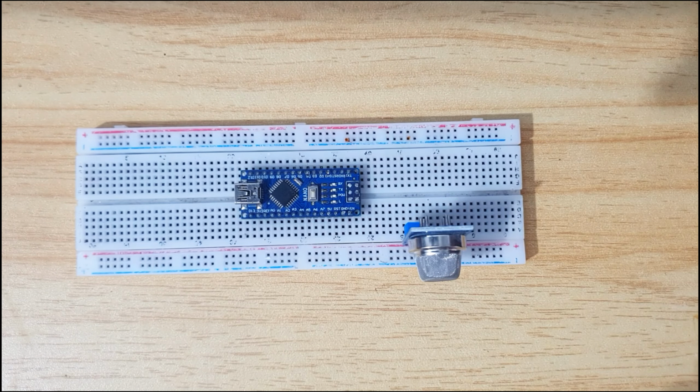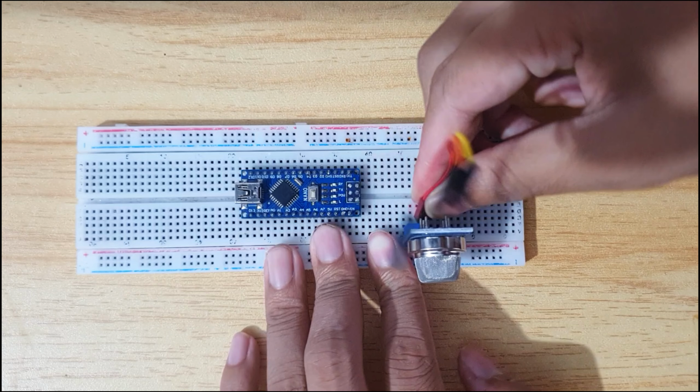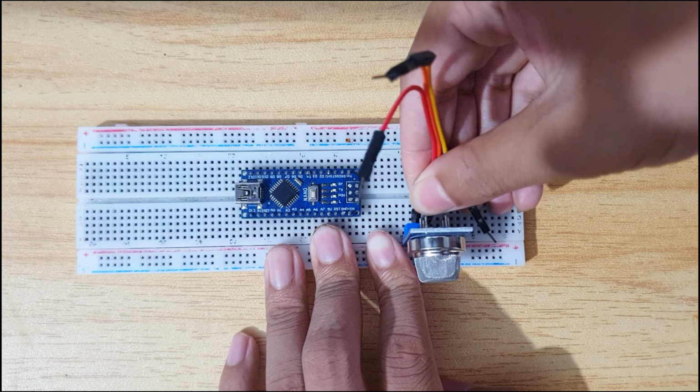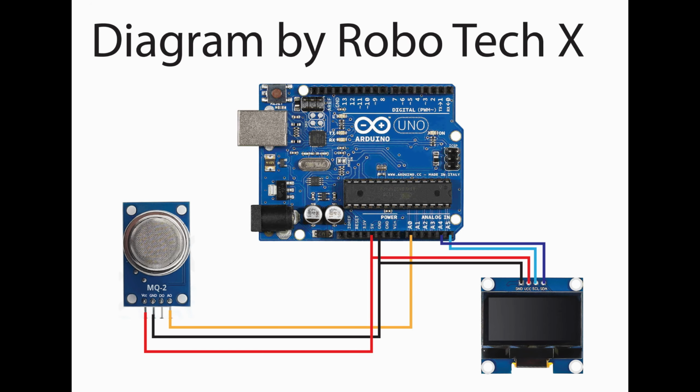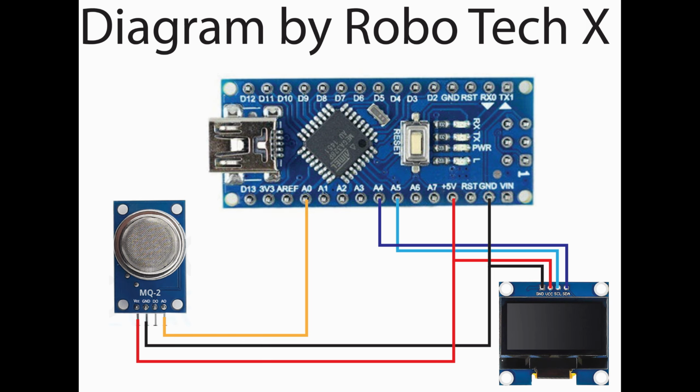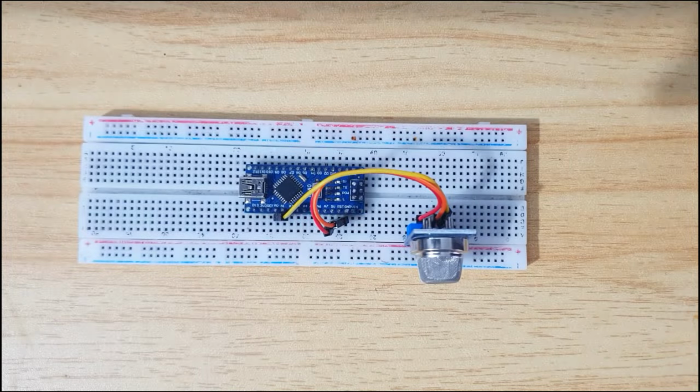Now connect the gas sensor with Arduino Nano using some jumper wires. Both the diagrams for Arduino Nano and Uno are in the description. You don't need to connect the OLED display if you don't have one. I just placed that because I want to make a project and show you the values on the OLED.